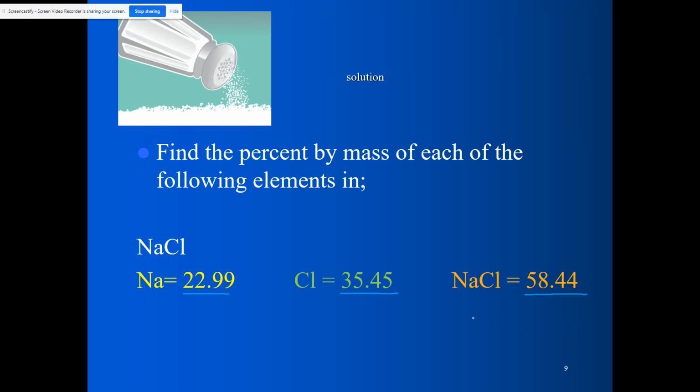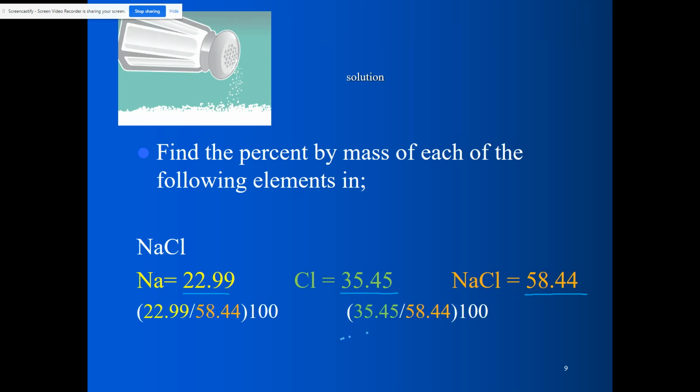All I did was add them. That's the total. So I take my mass of sodium and divide it by the 58.44 times 100. Do the same thing with chlorine, and I find that there is 39.34% sodium and 60.66% chlorine in sodium chloride.